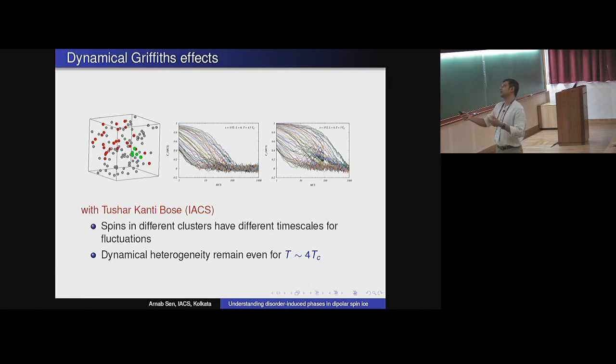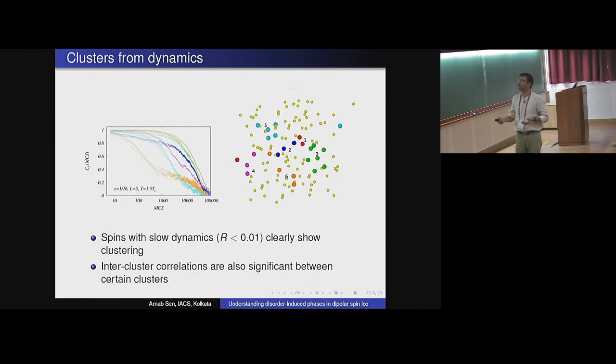If you just look at the autocorrelation time of the spins, these are very busy graphs, but you can immediately see that there's a huge variety of time scales here from the autocorrelations of the spins. In fact, even if you go to a temperature of 4 times TC, which for most short-range models is high temperature, for these models these dynamical heterogeneities survive. You can clearly identify that by looking at the autocorrelations and bunching them into separate bunches. There's clear dynamical clustering.